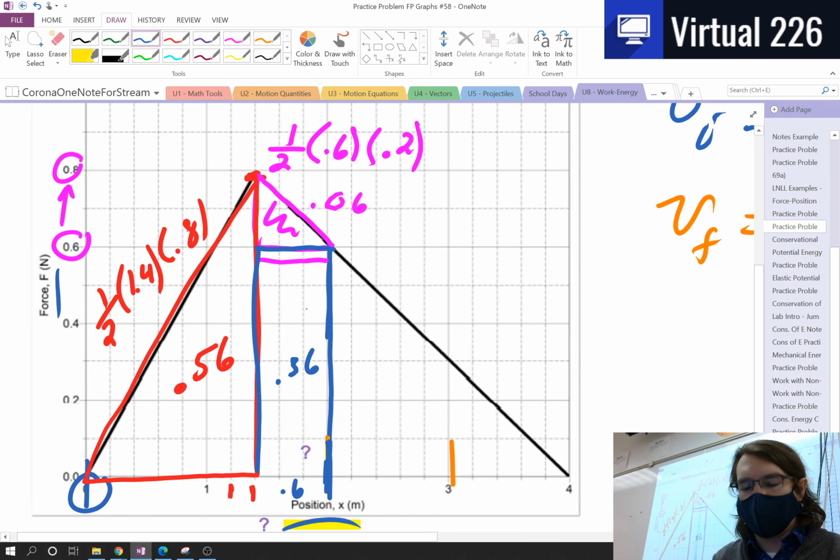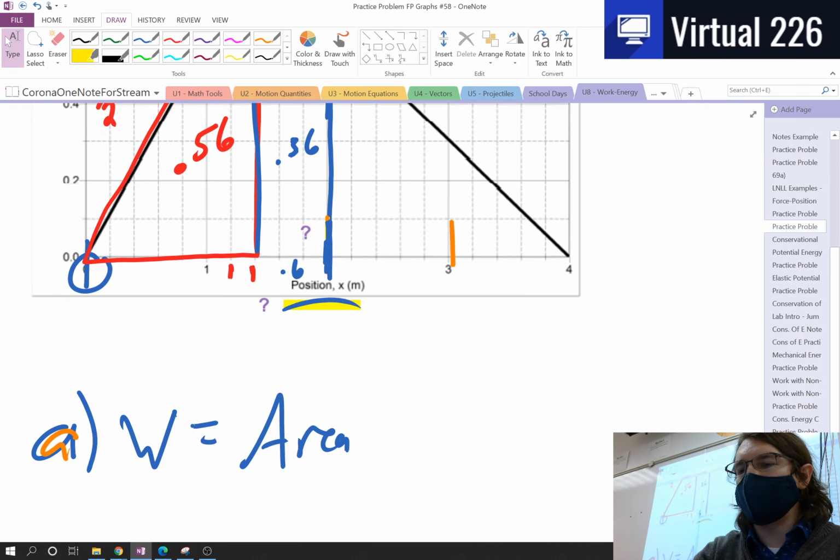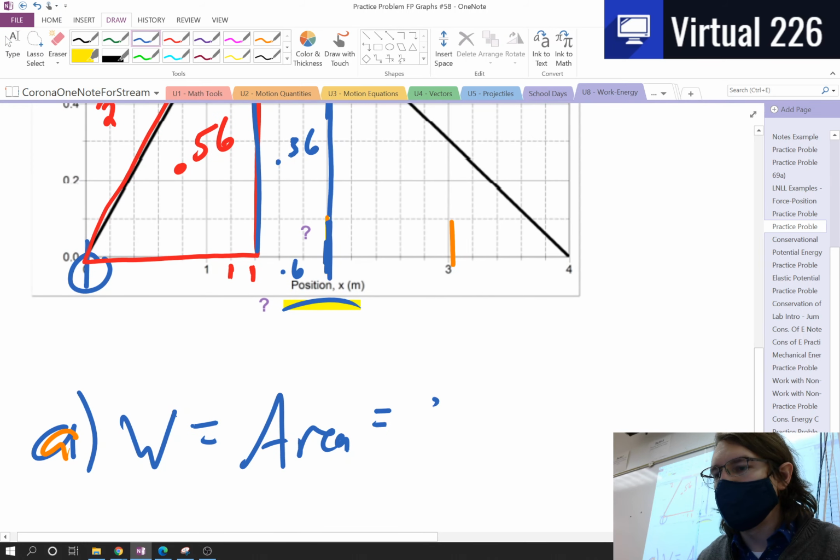So when I add these three values together, 0.56 plus 0.36 plus 0.06, we get a total area in part A of 0.98. And technically, that's in joules.